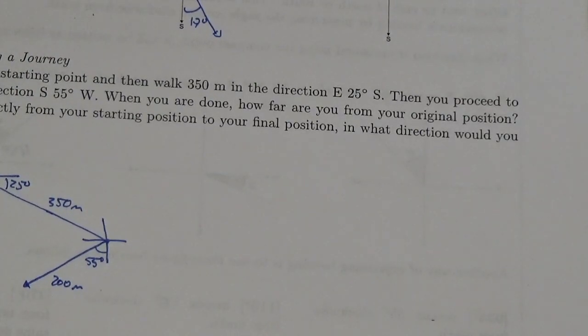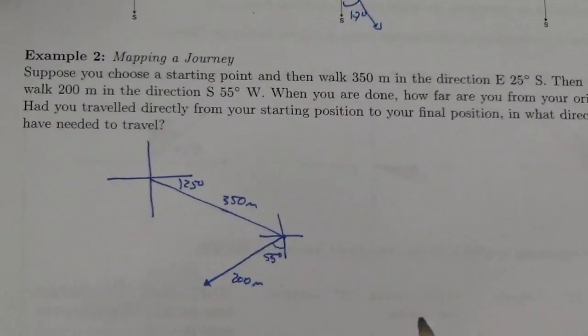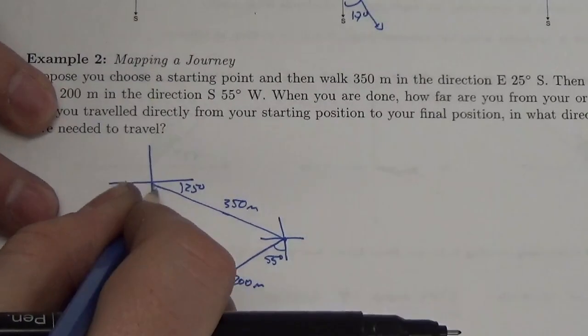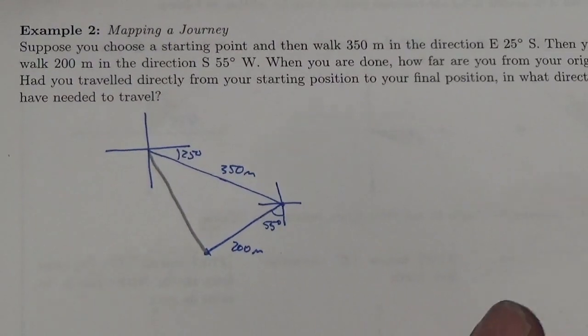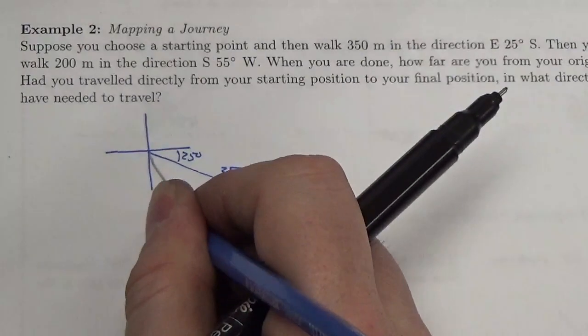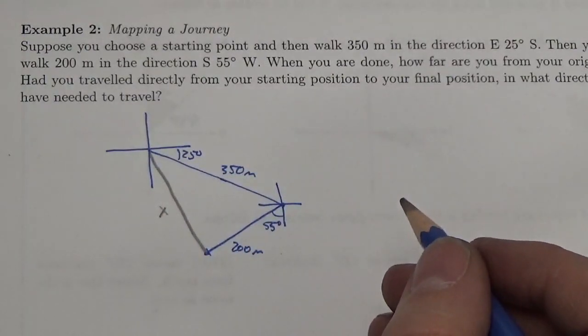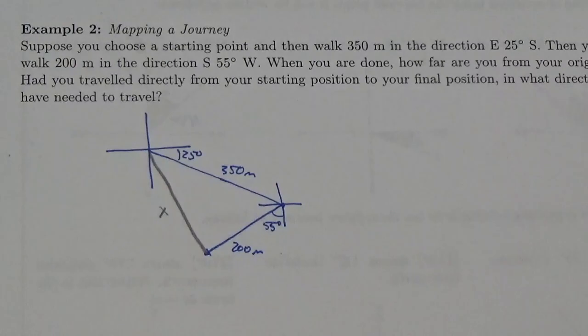Okay, so I'm going to grab a pencil here. So what this is asking for is, what is that distance right there? And let's give it a, well, we'll call it x. Just for right now, we'll call that x. Okay, and then the question is, had you traveled directly from your starting point to your final position, what would the direction have been?